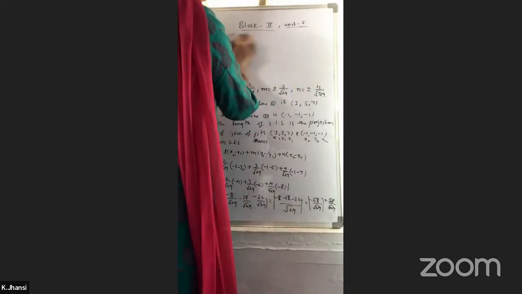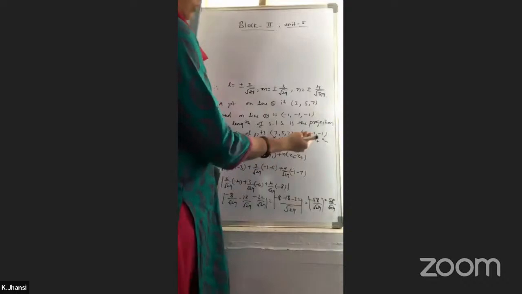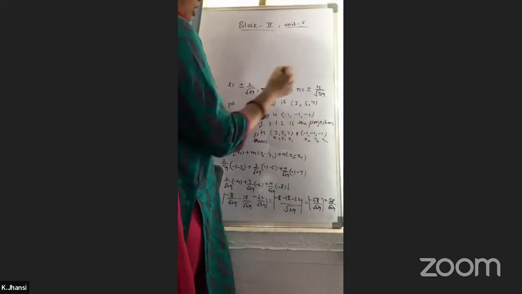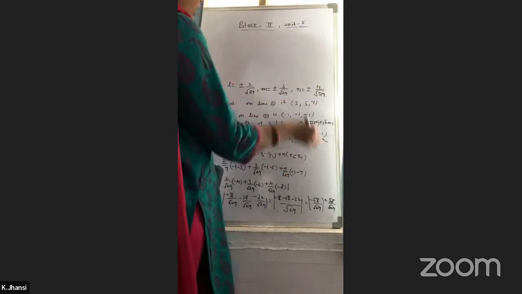So length will not be in the negative signs. Just interchange this one. This x2 minus x1 you have done, no? You can do x1 minus x2 also, or else keep it like this only and take the modulus.